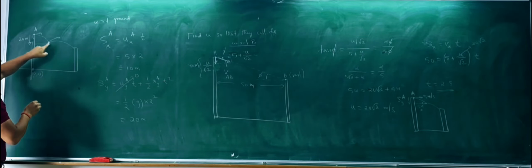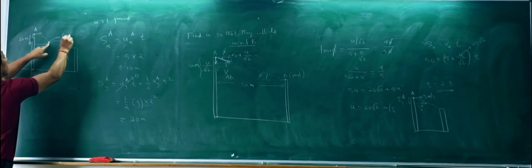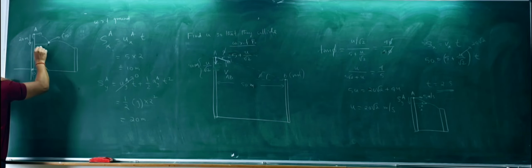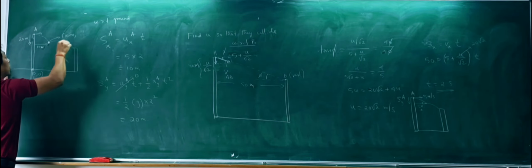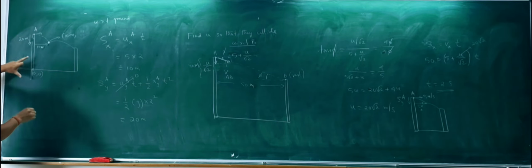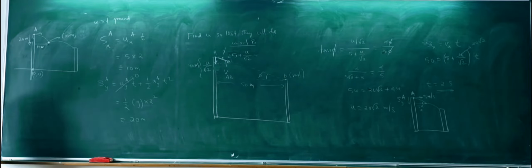What is the x coordinate? 10. Why am I writing centimeter every time? What is the y coordinate? 20. This is the origin I told. What is the whole height? How much displacement does it have? 20 down.